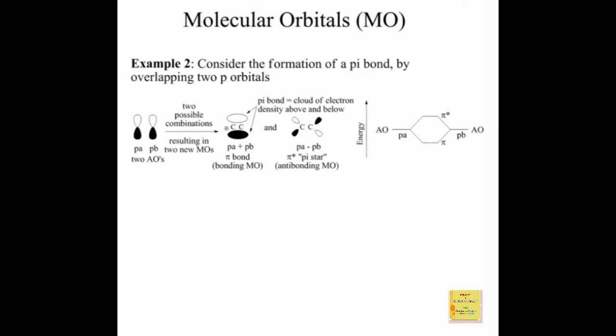And that's what the electron density looks like in a pi bond. You have no electrons in the area where you would find the sigma bond between the two nuclei. Instead, you have a cloud of electrons above and below the sigma bond.